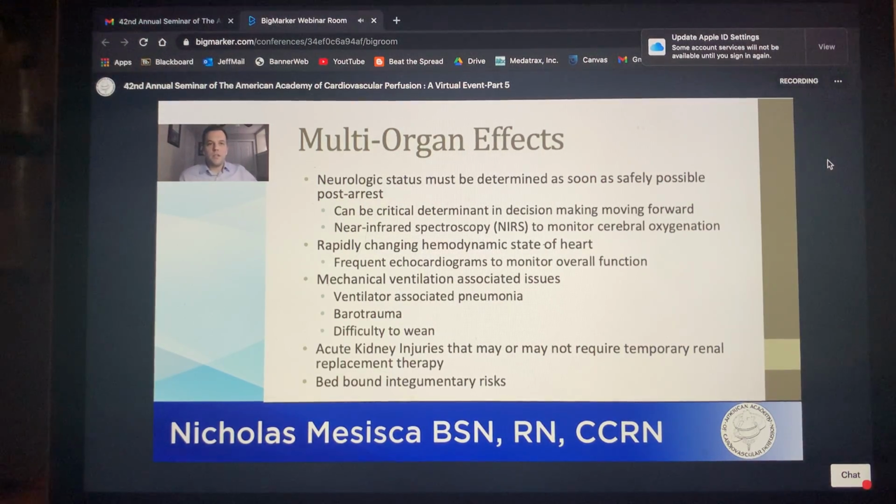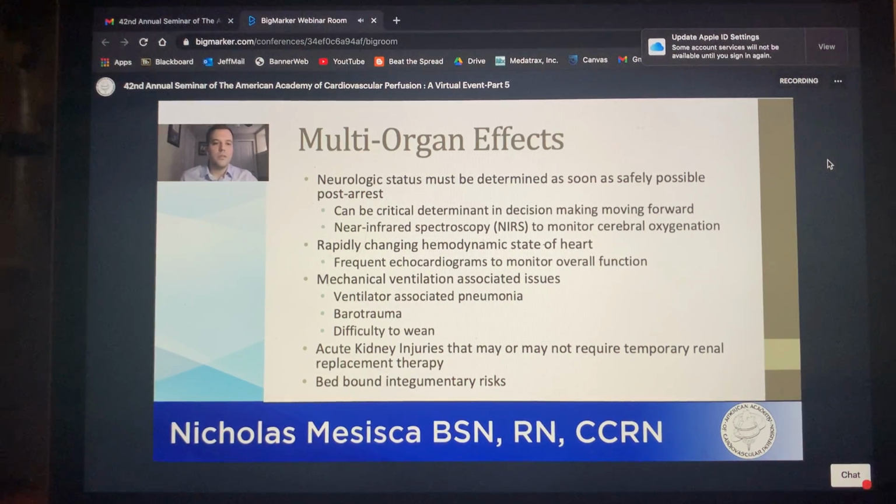As the patient remains on ECMO support, we are most likely going to see effects throughout various organ systems in the whole body. It's critical to obtain a neurologic status as soon as safely possible once we are on extracorporeal support. If there is some sort of traumatic brain injury with no evidence of recovery, the decision to move forward with additional support and care may not be necessary, and further discussion with the family is needed.